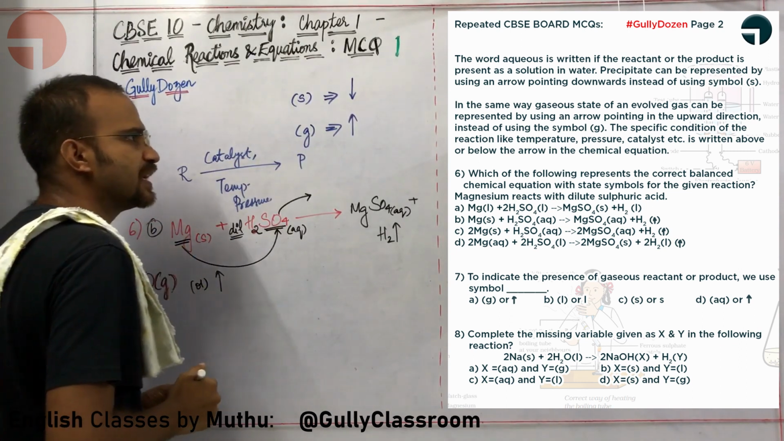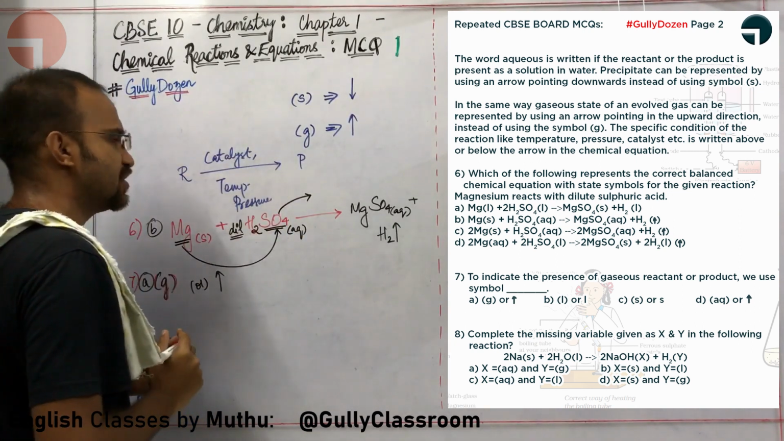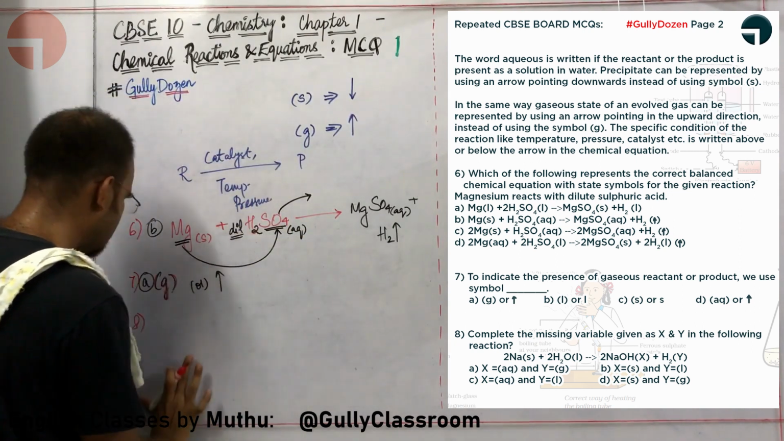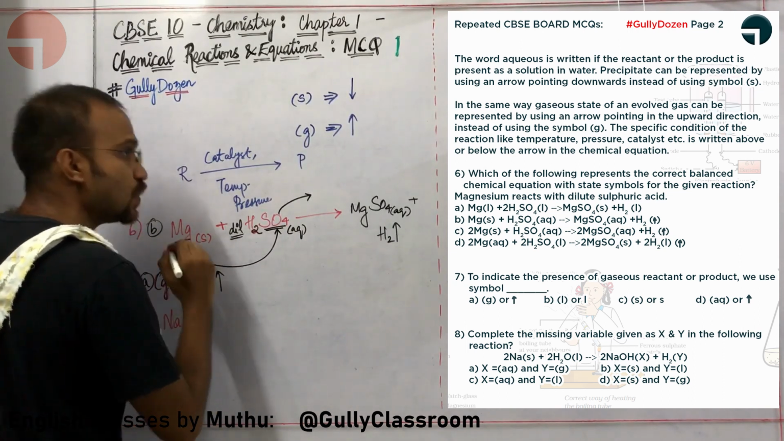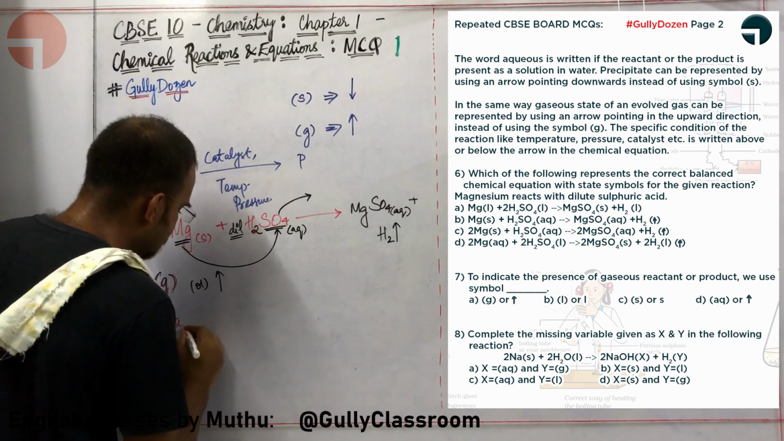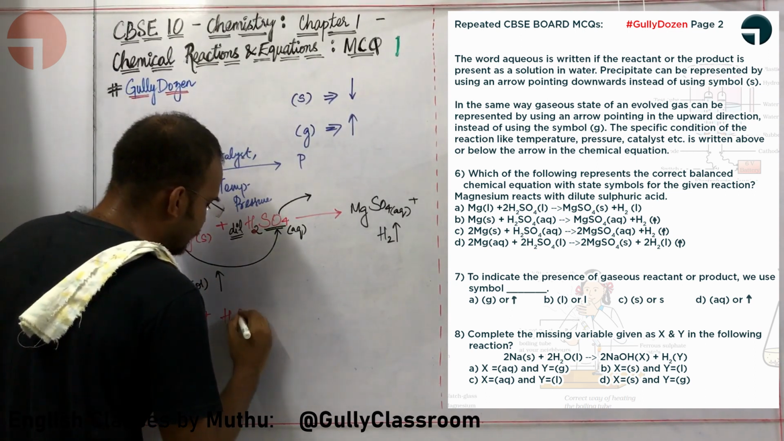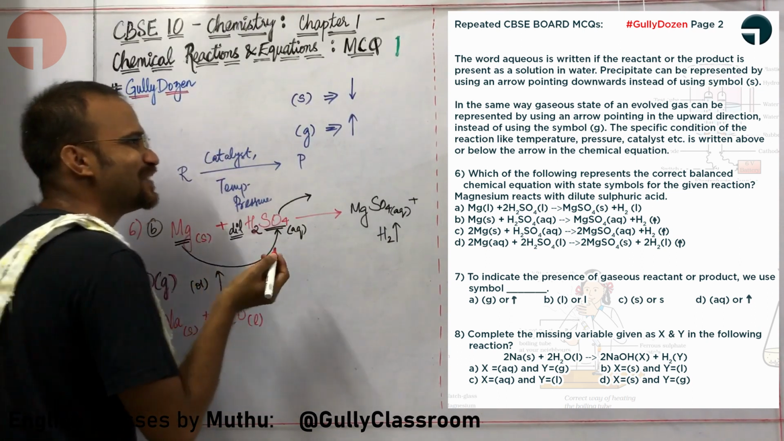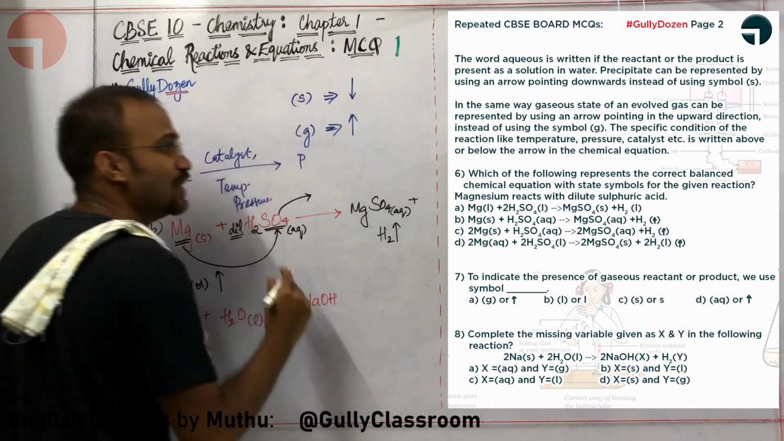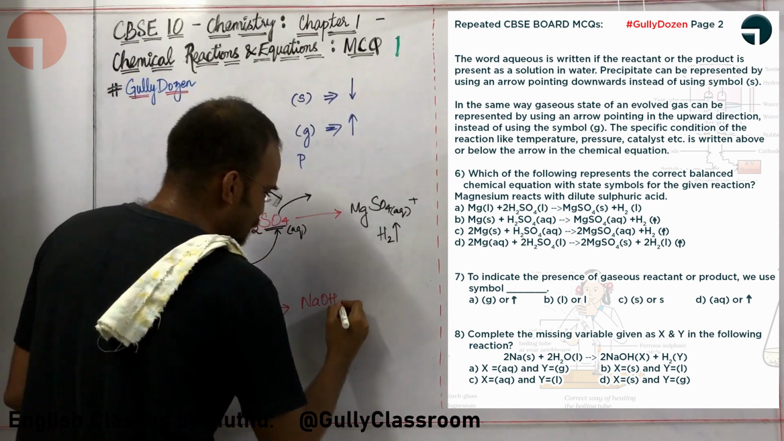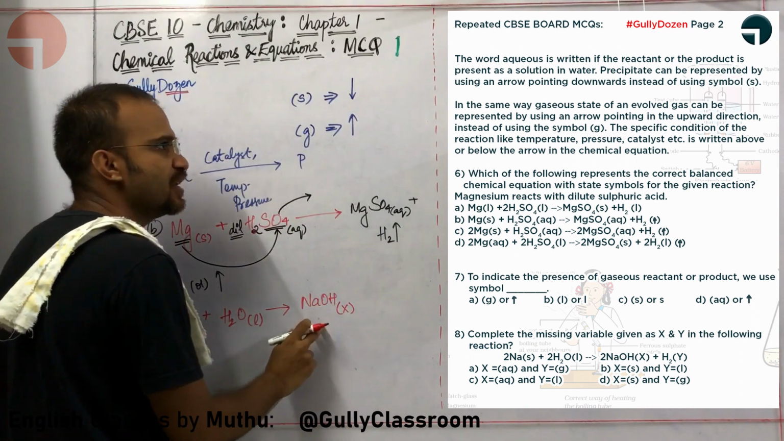For the eighth question, complete the missing variables given as X and Y in the following reaction. Okay, first let me write the reaction. Sodium, in the solid state, plus water, which obviously has to be in a liquid state, gives NaOH, sodium hydroxide. Here you have an X which indicates the state of NaOH.